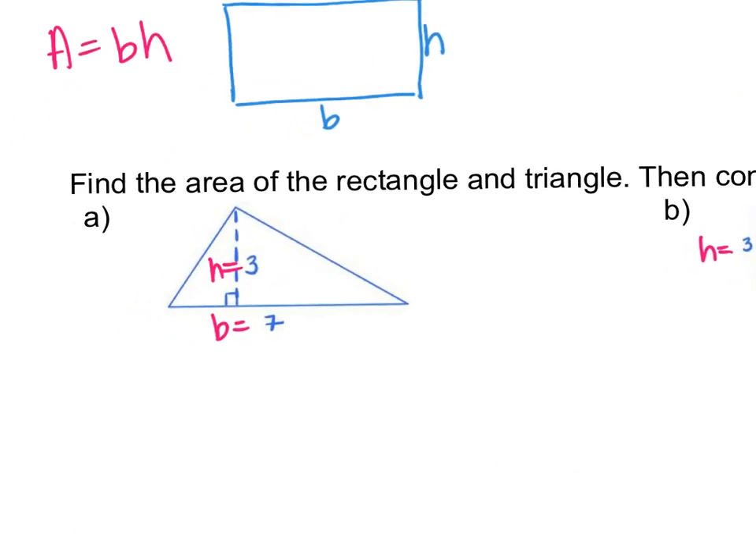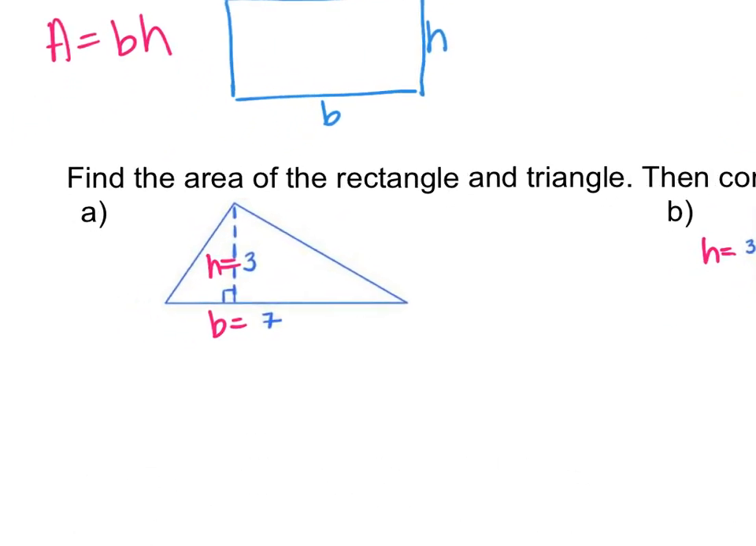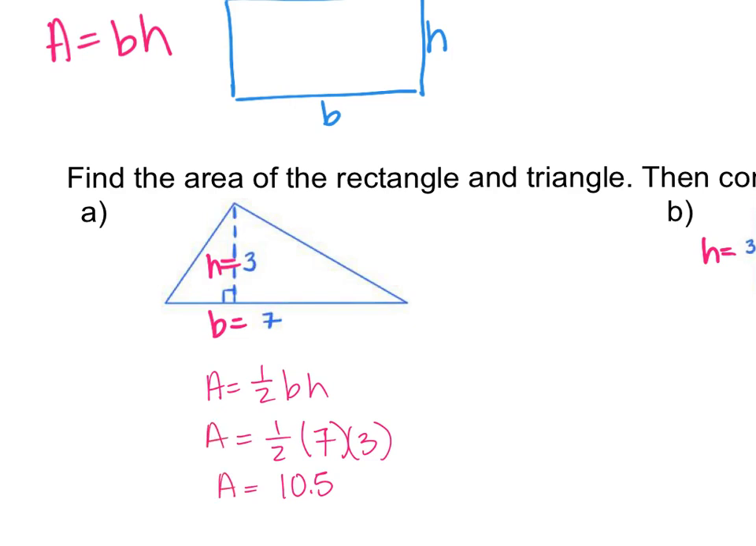Let's take a look at the triangle first. So the triangle, if I want to find the area, I would just plug it into the formula. So 1/2 base times height. So I would have my base, which is 7, times my height, which is 3. If I plug this into a calculator, I would multiply these two, would get 21, multiply it by a half, is 0.5. So the area here is 10.5.